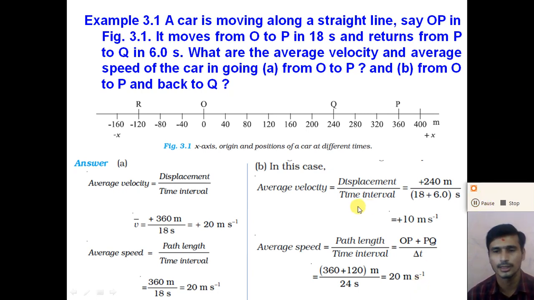So, dear student, I hope that you understand the position-time graph, the use of the position-time graph, how to calculate the average speed and the average velocity, and what the difference is between the average speed and the average velocity.